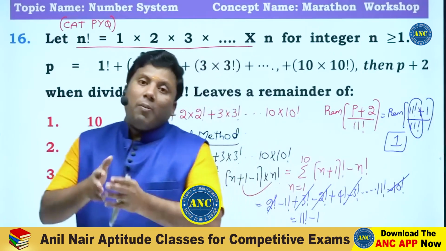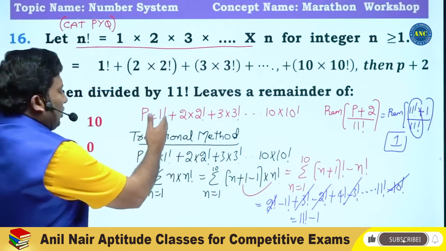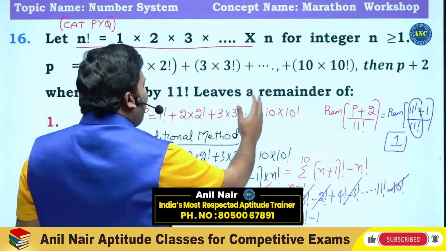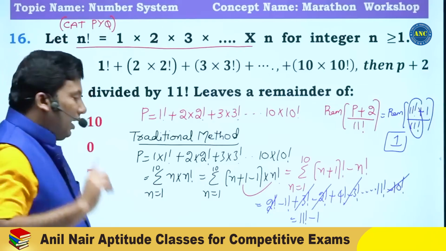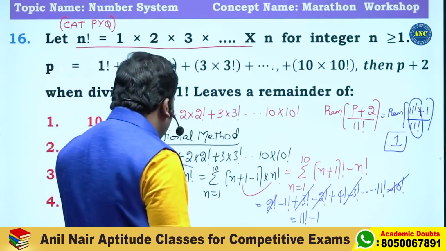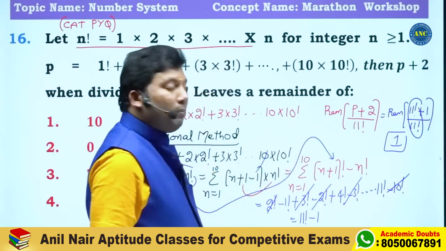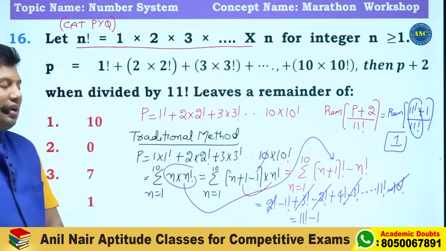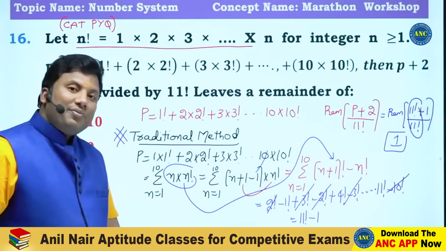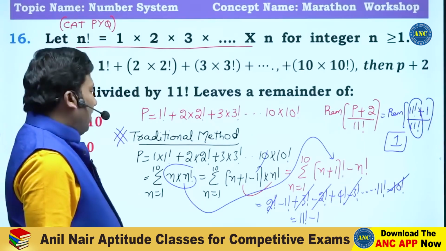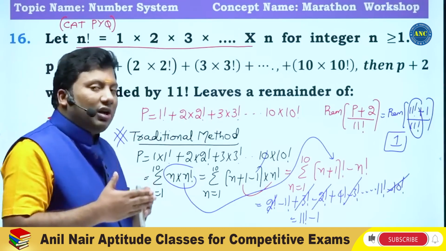I am sure you might have seen this approach in almost all textbooks: 1 factorial, 2 into 2 factorial, 3 into 3 factorial and so on up to 10 into 10 factorial. Learning from this question, n into n factorial is becoming (n plus 1) factorial minus n factorial. Traditional method, time waster method. This method will take a lot of time to solve.